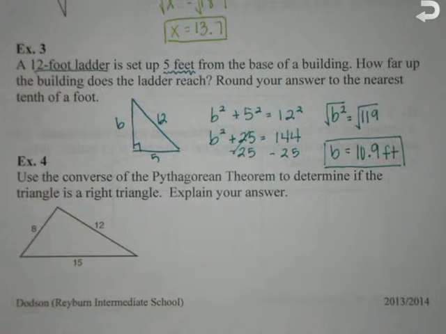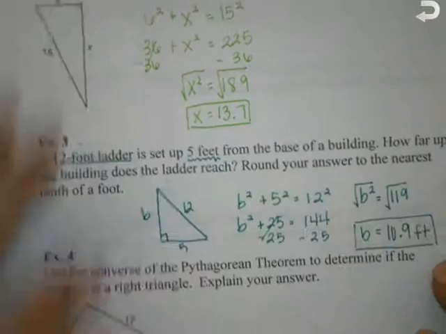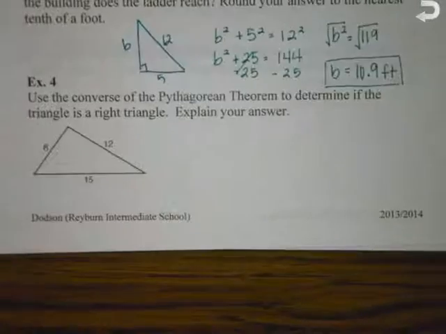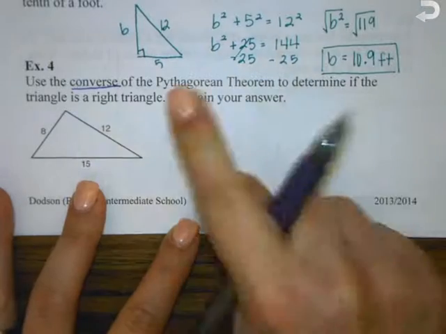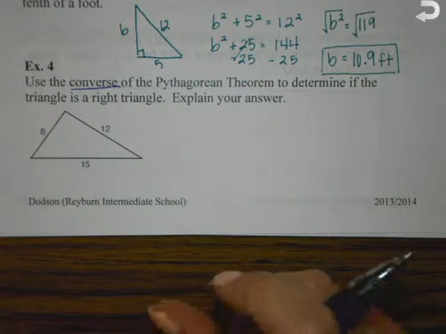Okay, example 4. Same thing. You don't have to write all the words. The reason why I put this problem in here is because you will see one like this on your homework. So I just want to make sure that you know what the vocabulary means. Okay? So example number 4, let's adjust. It says use the converse of the Pythagorean theorem to determine if the triangle is a right triangle, and then wants you to explain your answer.